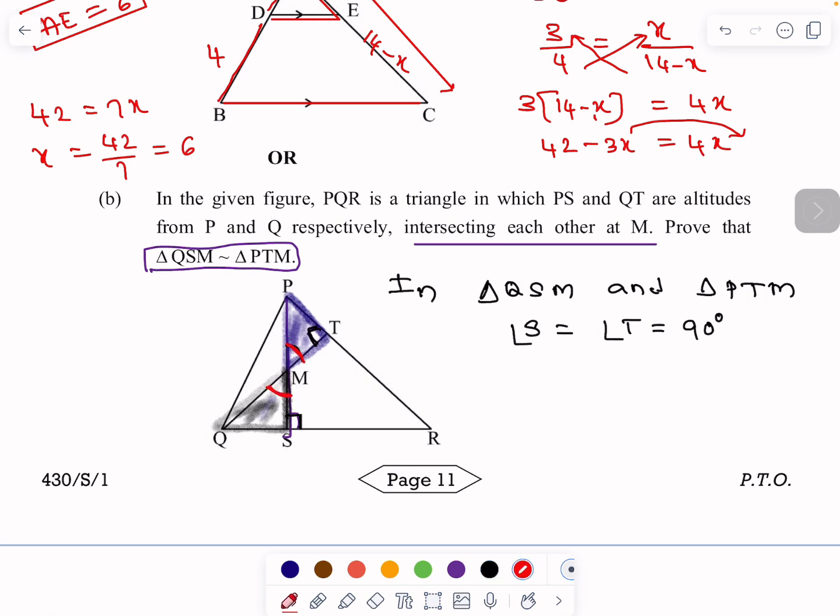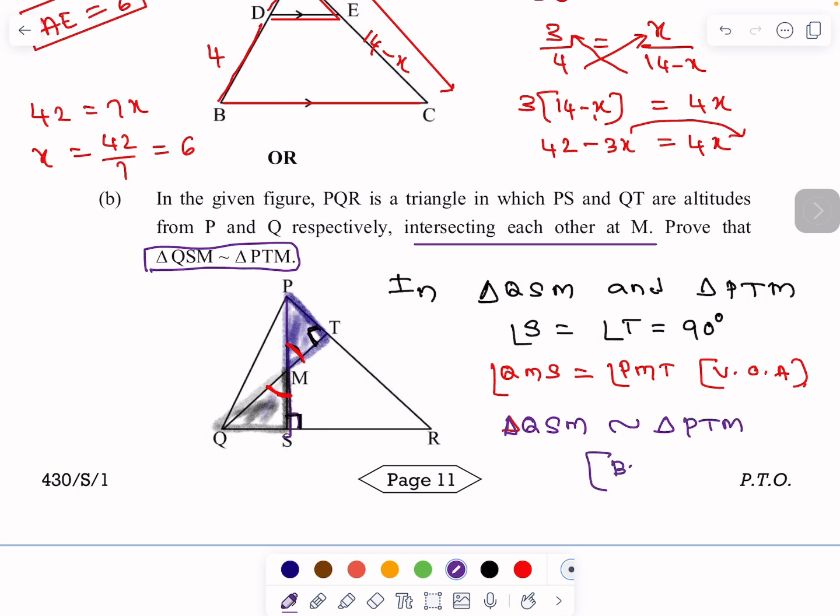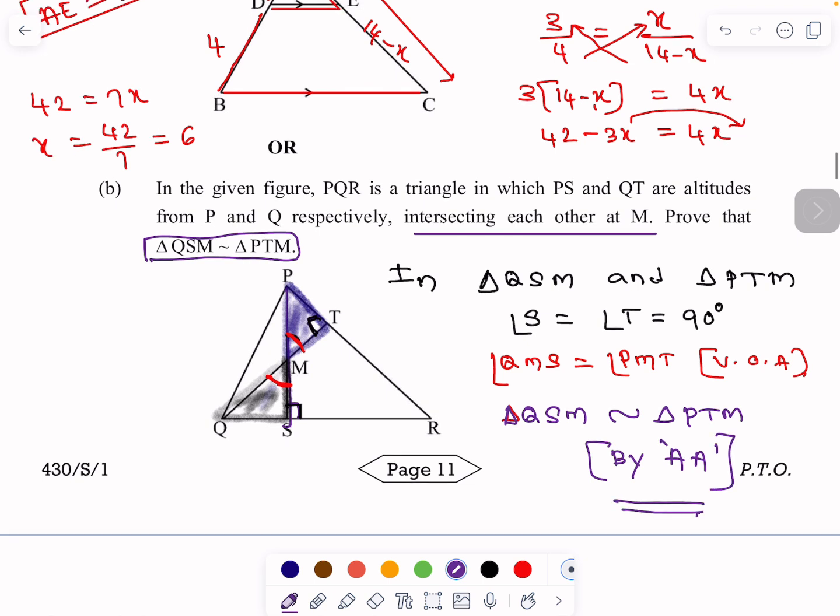And these two are the vertically opposite angles. So, the angle here, that is what? QMS is equal to PMT. So these two are the vertically opposite angles. By AA similarity we can say that triangle QSM is similar to triangle PTM. By which similarity can we say this? By AA similarity. So in this way you have to prove.